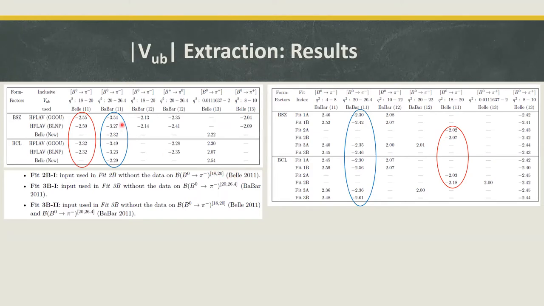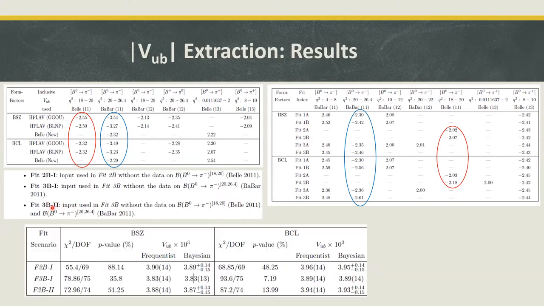take off the 18 to 20 Belle 2011 bin from 2B and call it 2B1. Omit the 20 to 26.4 bin from 3B, call it 3B1, and omit both 18 to 20 and 20 to 26.4 from 3B and call it 3B2. So these are our corresponding fit results, and this is our final result. We quote the BCL frequentist and Bayesian estimates for VUB as our final result.